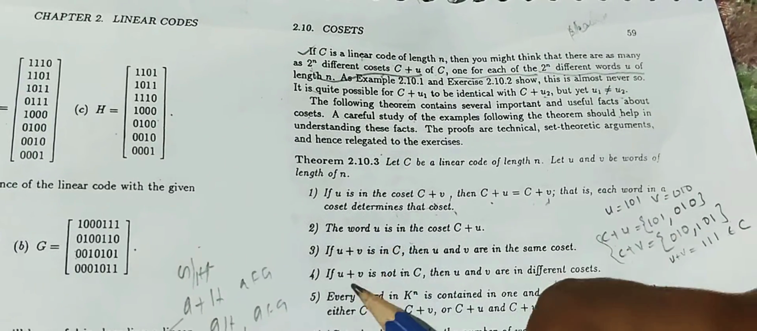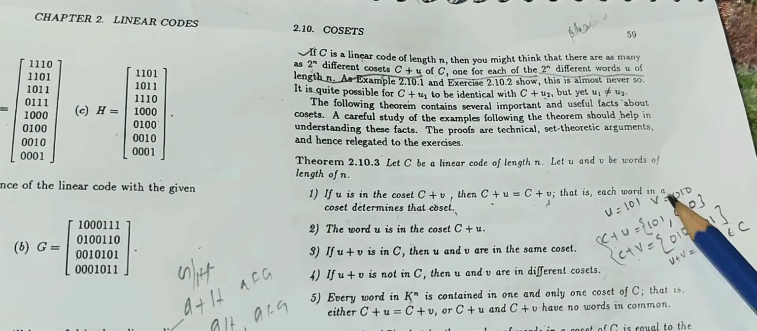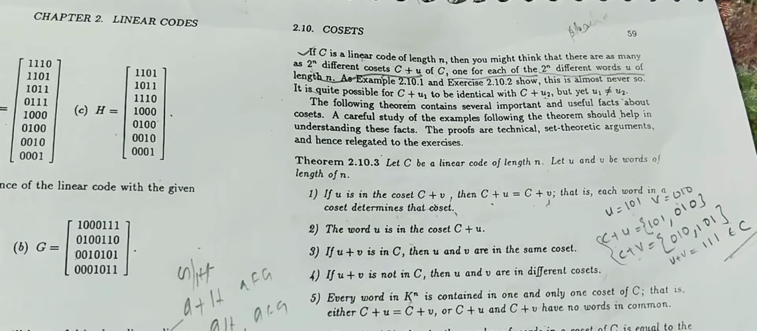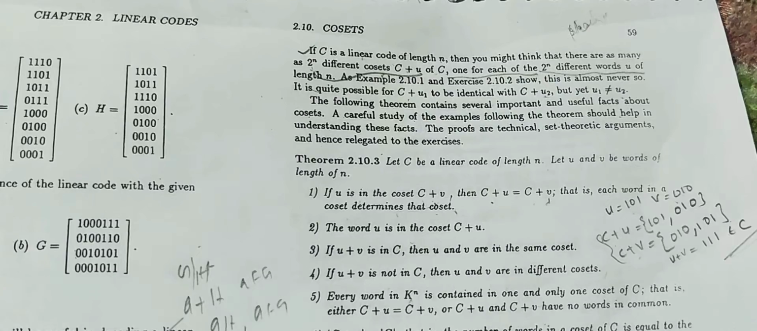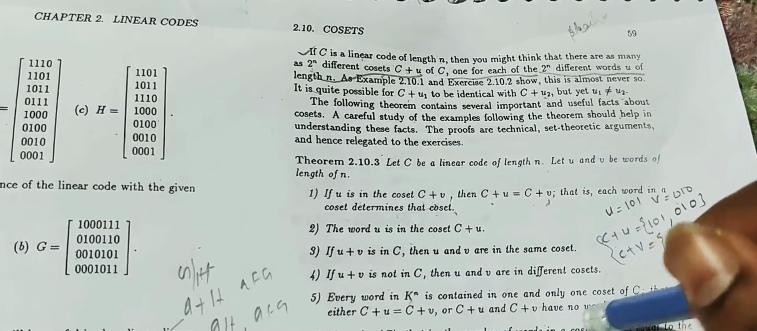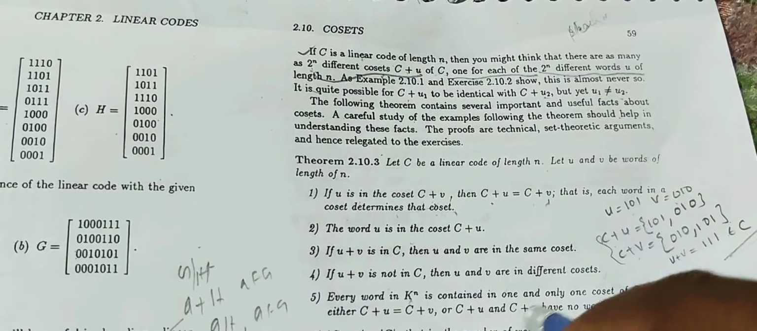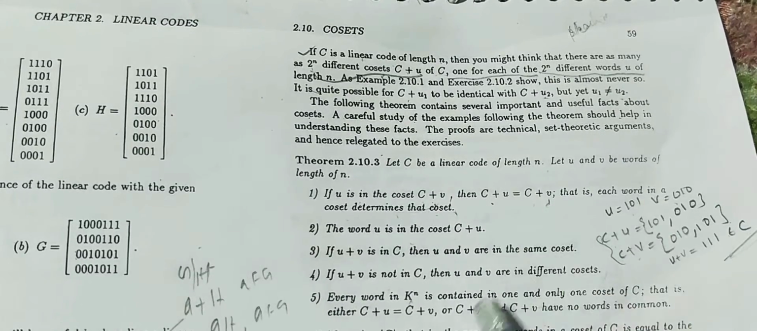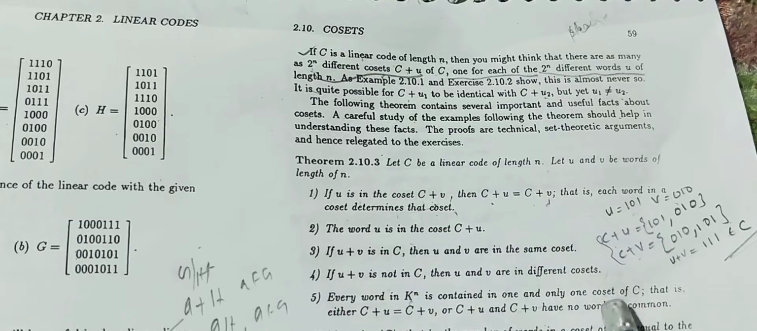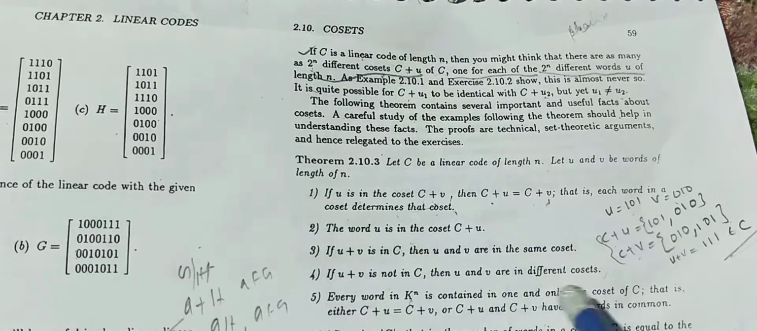And if U plus V is not in C, U and V are in different cosets. So for 101 and 010, U plus V is not in C, so U and V are in different cosets. And the fifth one: every word in Kn is contained in one and only one coset of C, that is, either C plus U is equal to C plus V or C plus U and C plus V have no words in common.